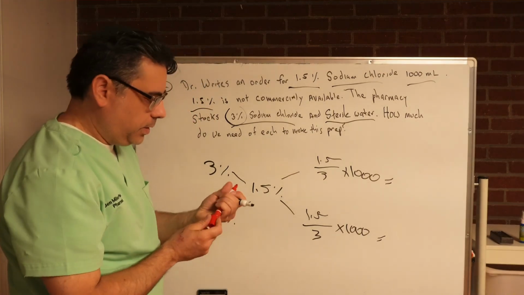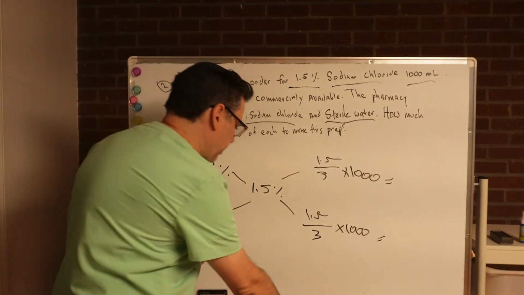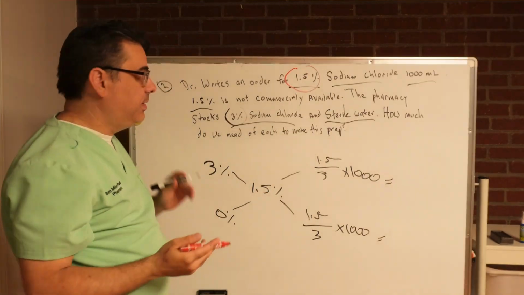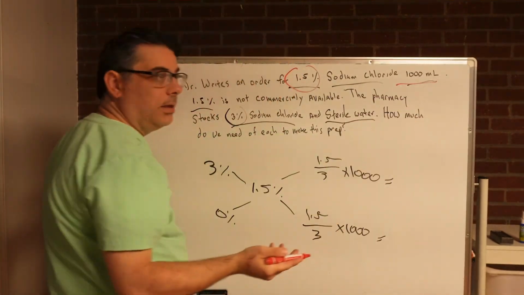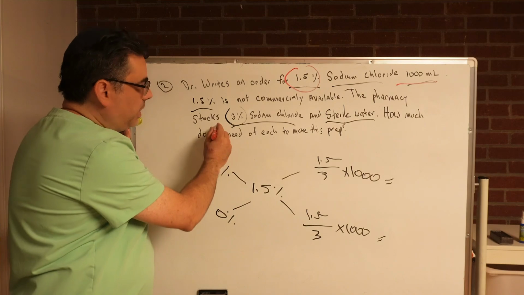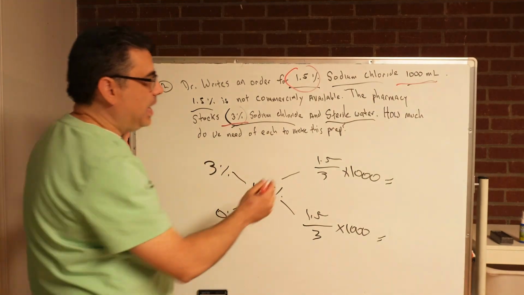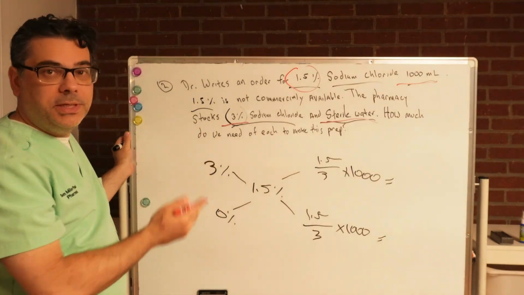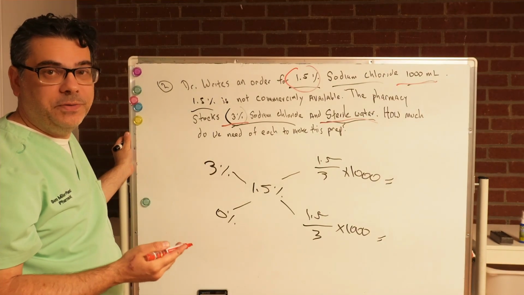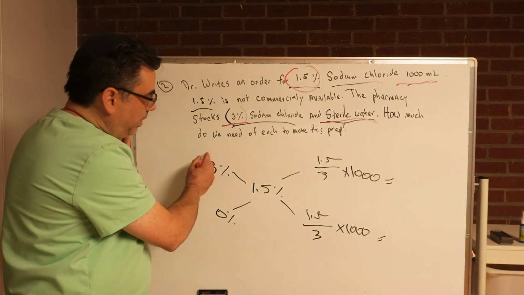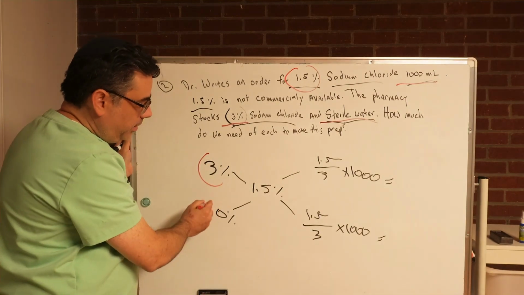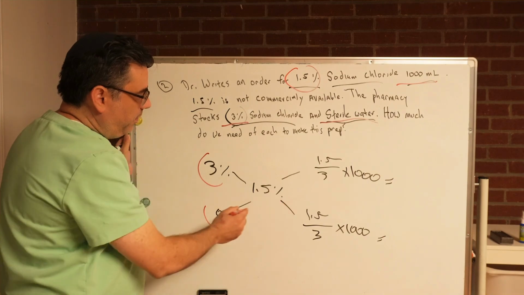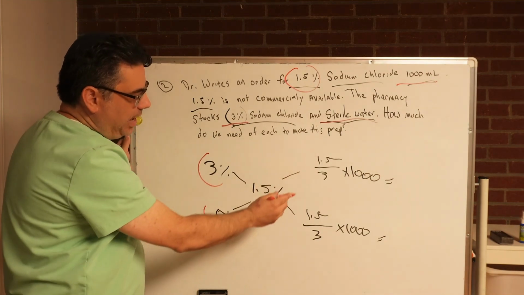So just to give you a quick recap, we want to make a 1.5% solution, a liter, 1,000 ml. Commercially available, we have a 3% bag, and we also have a bag of sterile water for injection. We're going to mix the two to give us the 1.5%. The question is, how much of each do we need to mix? So we put the higher number over here, 3%, the lower number over here, sterile water gets 0%. So 3 minus 1.5 gives me 1.5, 1.5 minus 0, 1.5.